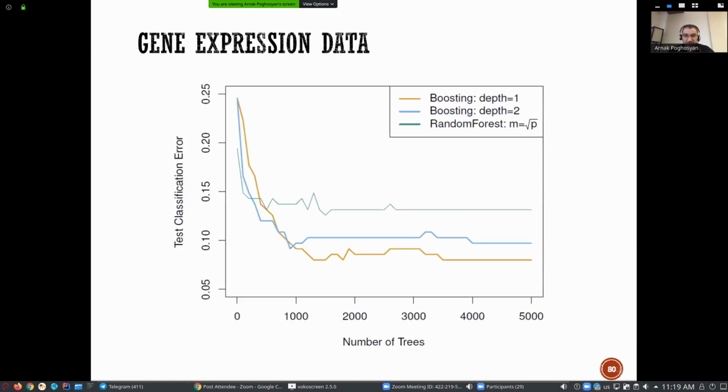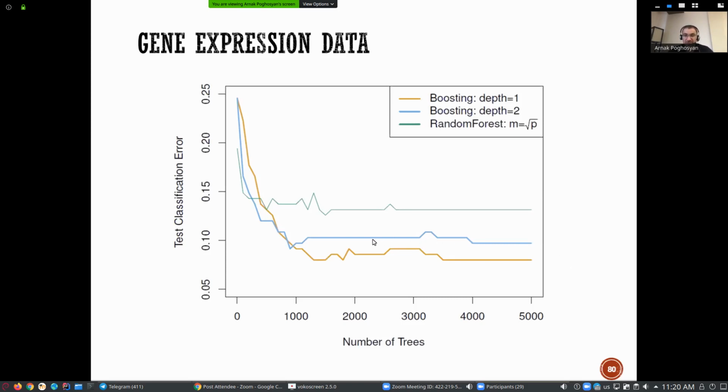And here is a comparison. You see boosting with depth equals 1. Depth is the number of splits that you are using in your tree. When depth is 1, you have only 1 split. When depth is 2, you have 2 splits. And here is a comparison with random forest with m equals square root of p. You see, at least for this particular example, the worst result we have is for random forest. This is not always the case, because random forest is also an approach that can outperform boosting in many cases. It depends on your data and on the optimized values of the parameters that you are using.